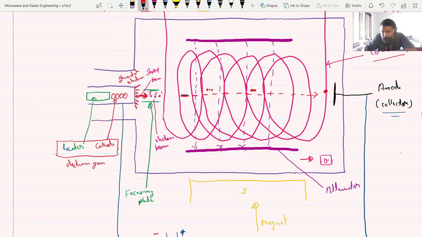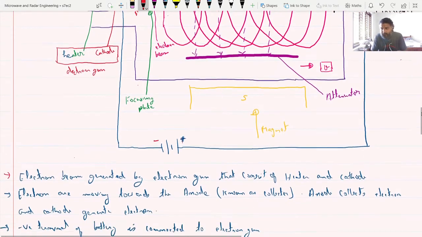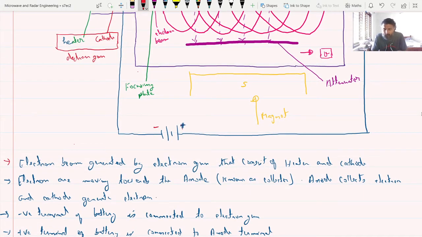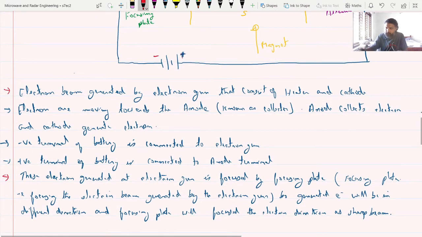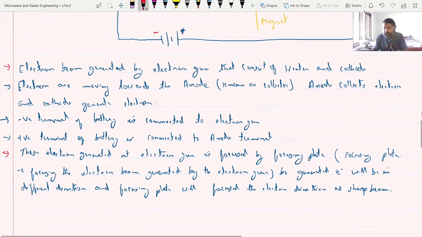The coil has an attenuator. This attenuator is mainly utilized to bound the focus of the electron, which is traveling in the anode direction, in the anode section. So this attenuator is mainly used to bound the focus of the electron which is traveling in the anode direction. I will write that one.